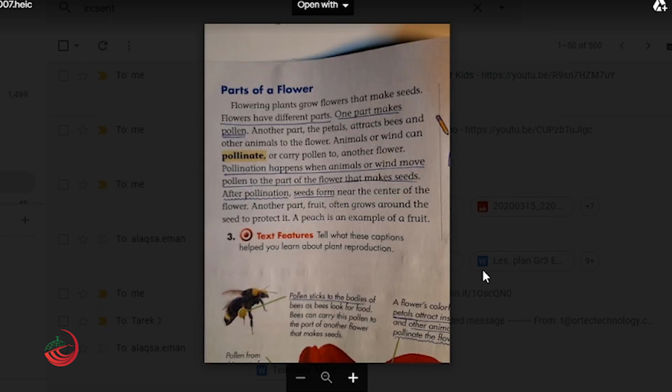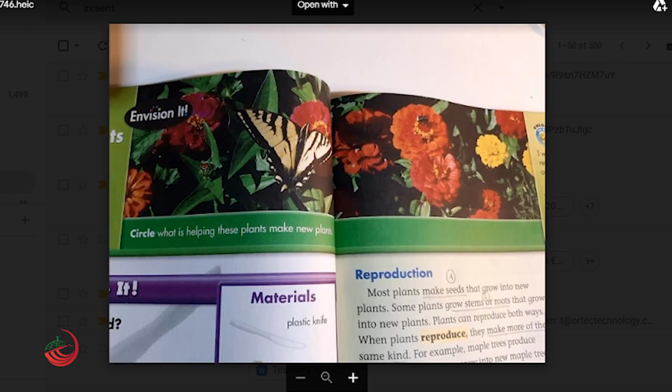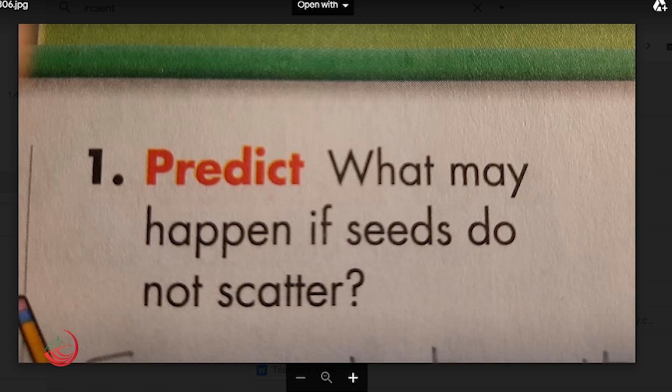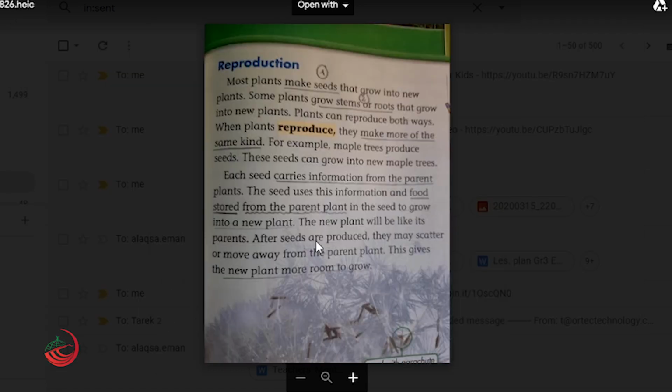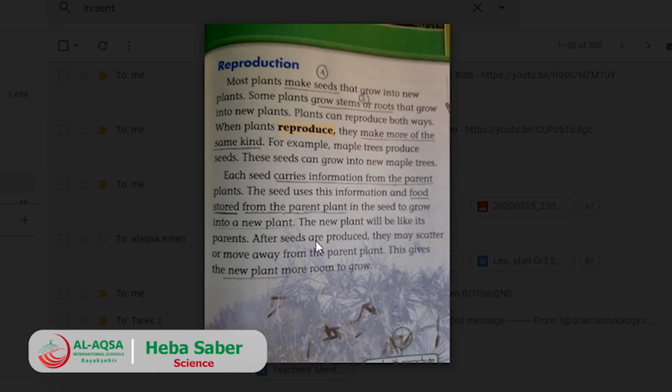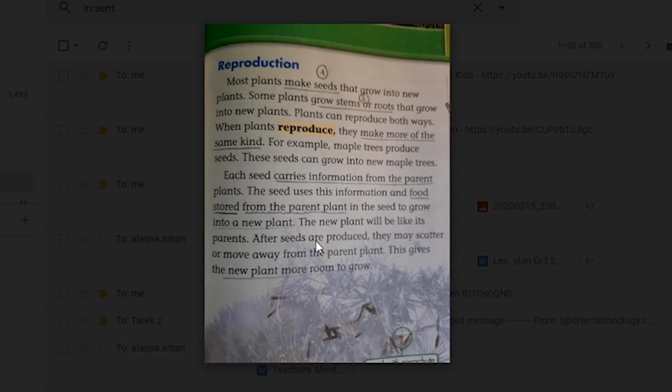Then we have the title of reproduction. Reproduction is a new word for you. We will explain it better now. Look, most plants make seeds that grow into new plants. This is what you know. Some plants grow stems or roots that grow into new plants. So we have plants that make seeds, and plants that grow stems or roots that grow into new plants. So there are two ways of reproduction: through the seeds or through the stems and roots.